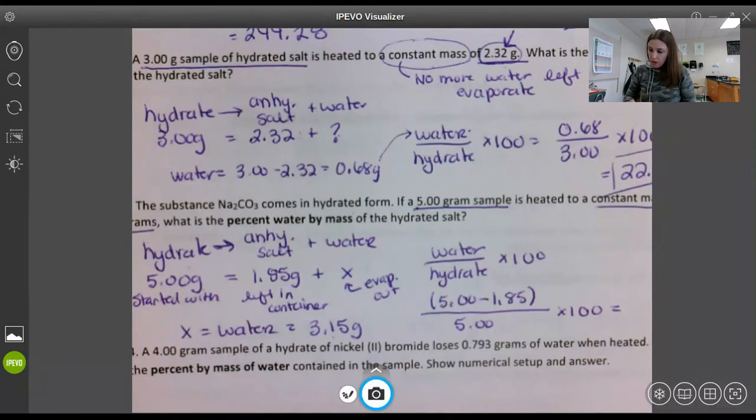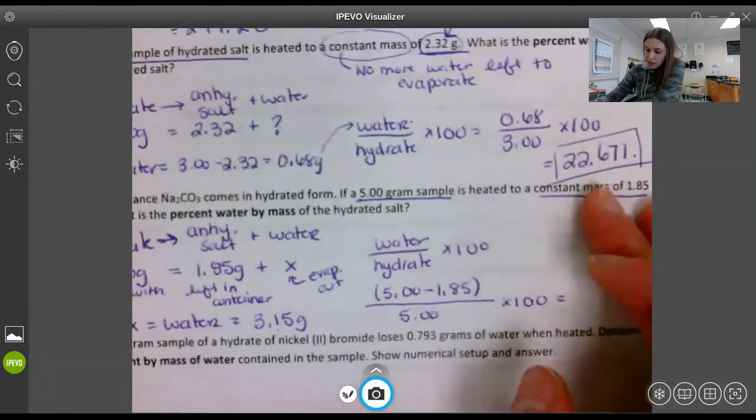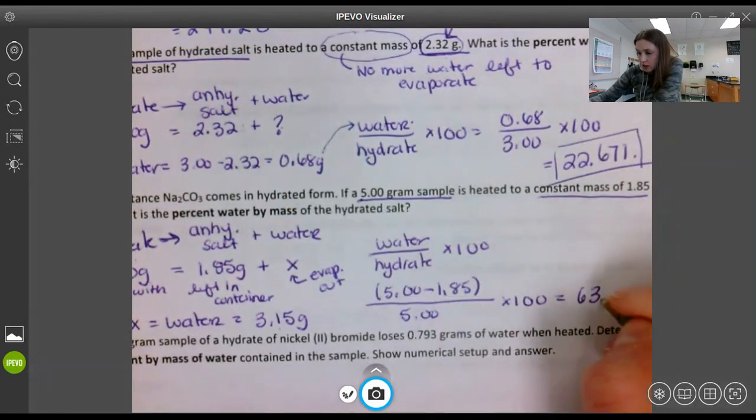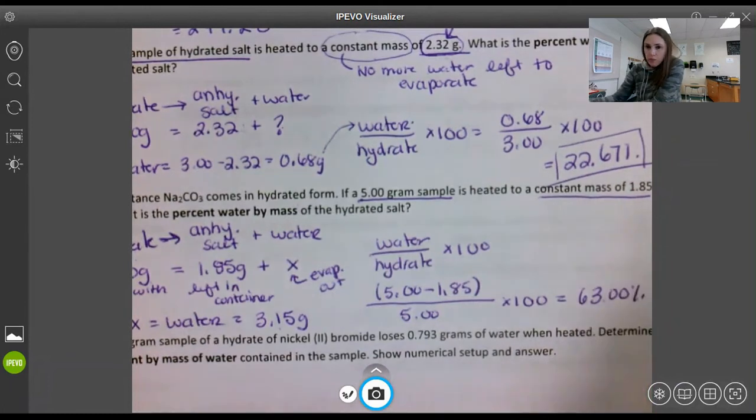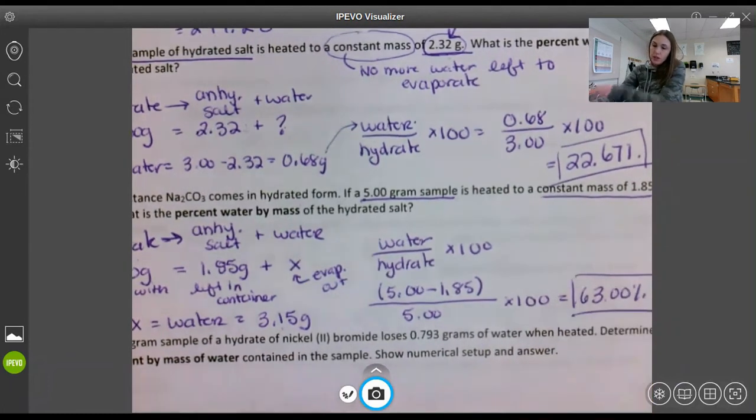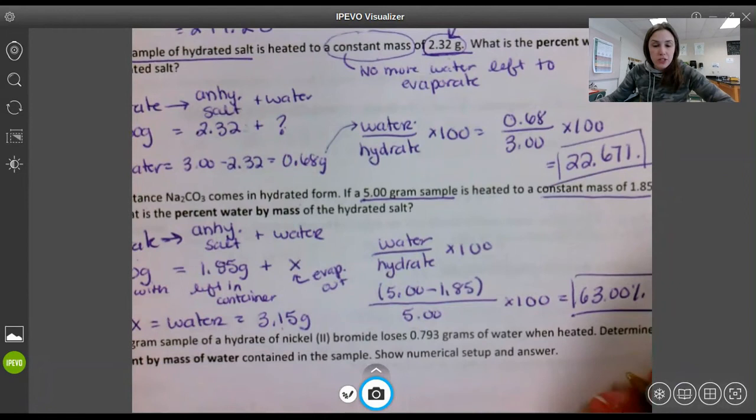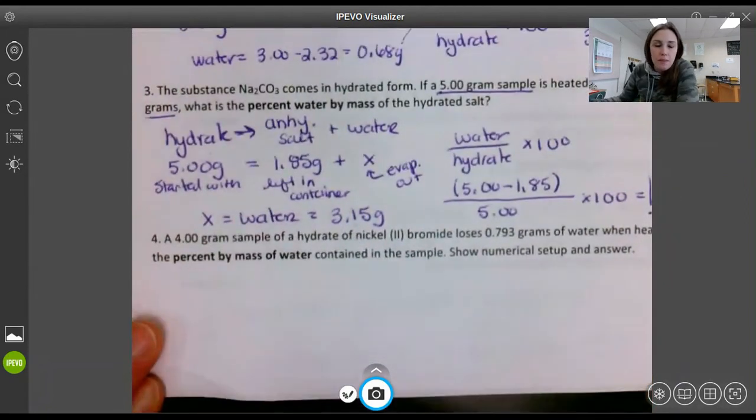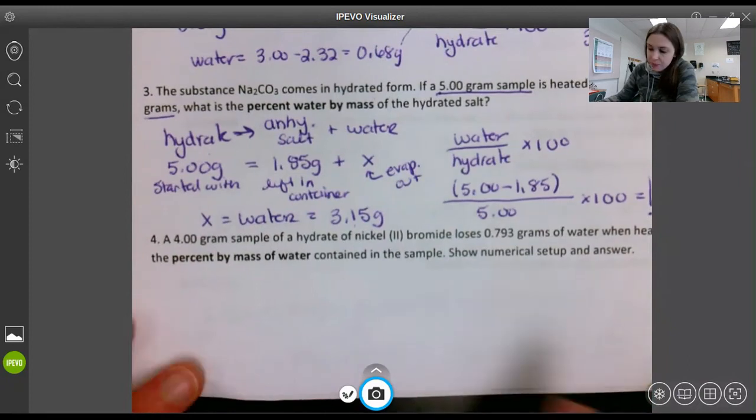Okay, and then when we do that, we would have 3.15 divided by my original hydrate mass times 100, which would give us 63.00%. All right, so this would be a good spot to pause, see if you can test yourself out on this last one, and then come back and check to see how you did.